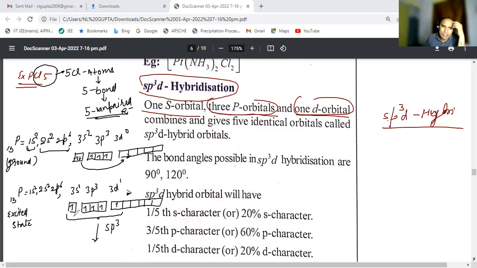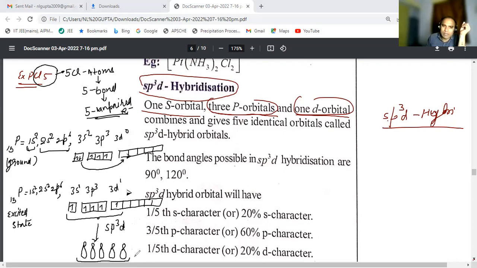sp3d, because one s, three p, and one d are there. So a total of 5 orbitals are going to participate, so 5 new orbitals will form. One orbital will be like that, another orbital will be like this, one more orbital is like that, here is like that, and here is like that. So there are 5 orbitals in total, and what are they going to do? They will rearrange themselves.